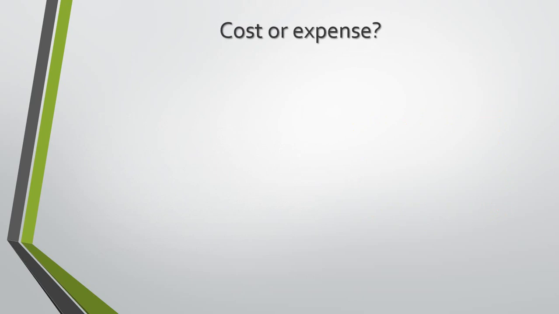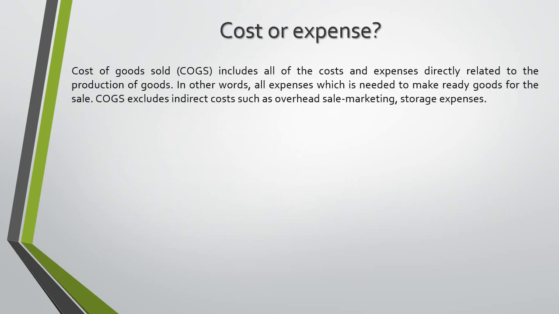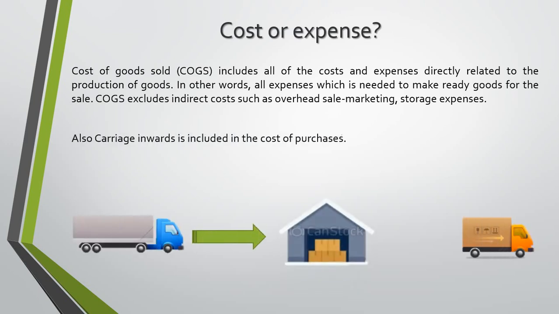Last and little note: which expenses are included in the cost of purchase. Cost of sold goods includes all the costs and expenses directly related to the production of cost. In other words, all expenses which are needed to make goods ready for sale. Costs include direct costs such as overhead, storage expenses. Also, carriage inwards is included in the cost of purchases. Carriage outwards is a selling expense.